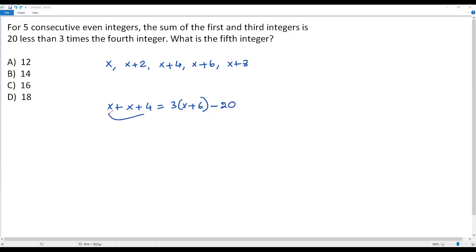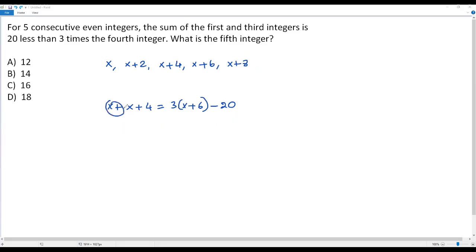Now we have to solve for x in this equation. Once we get the value of x, we can plug in the value of x over here, because this x positive 8 represents the fifth integer, and according to the question, we have to find the fifth integer. When I plug in the value of x over here, I'll be able to get the value of the fifth integer. Now let's solve for x in this equation.